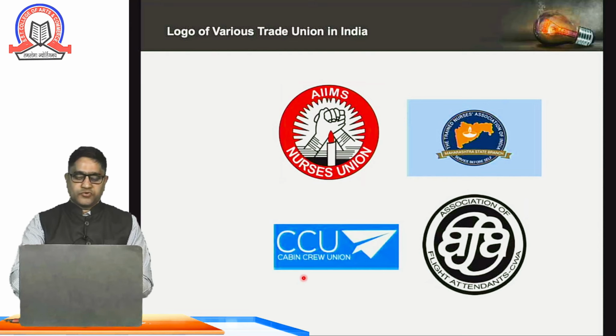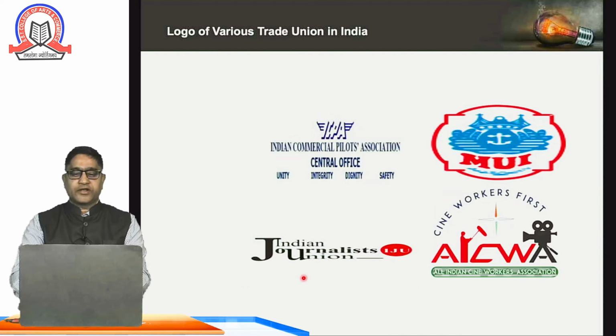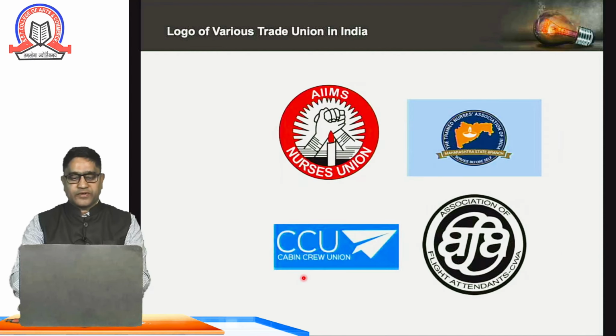Also, as I have shown in my earlier slide, related to Indian commercial pilots, in this case we would have one more quite famous logo, that is the Cabin Crew Union. The Association of Flight Attendants is also a quite famous logo associated with the airline industry.